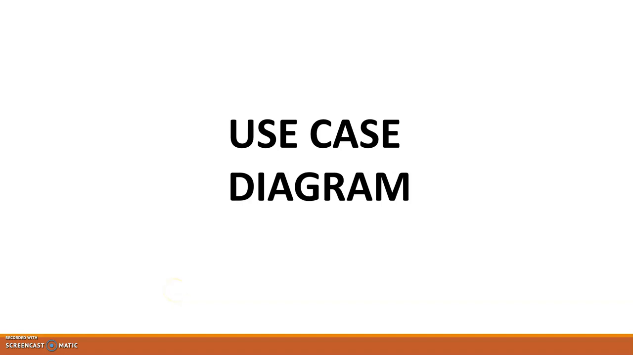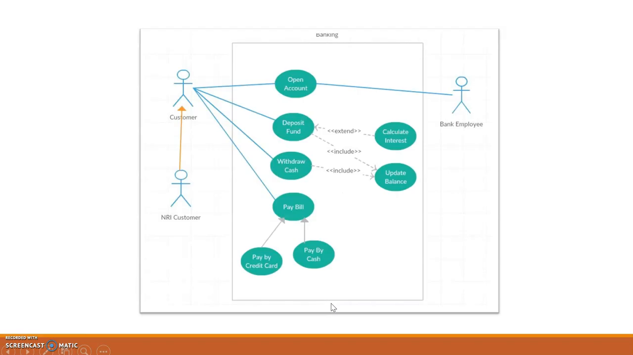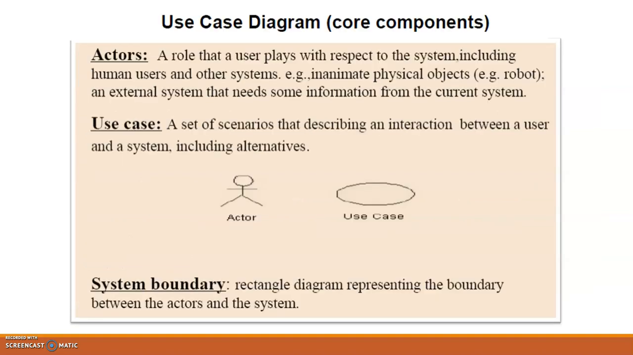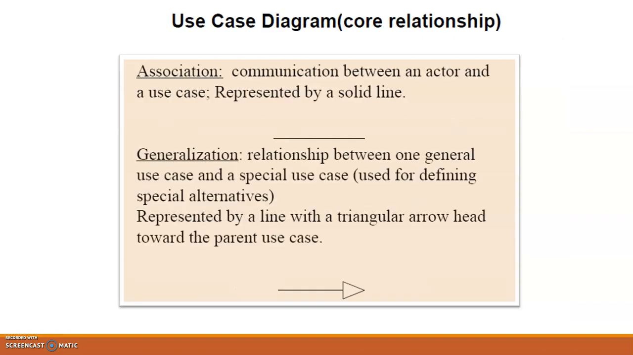Hello everyone. These days we are learning use case diagram, and we have already discussed how a use case diagram looks. So this is the sample, then example, and this is the use of use case diagram. Then we also discussed the core components like actor, use case and system boundary, and we have also seen the core relationships, that is association and generalization.